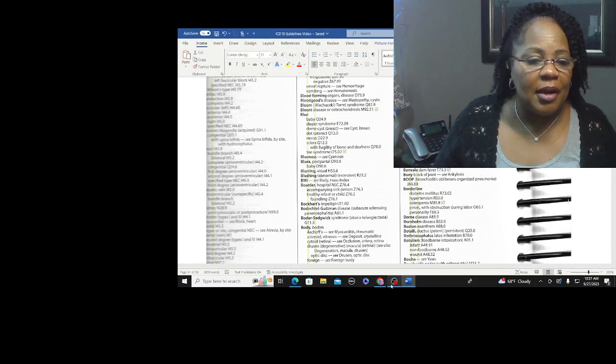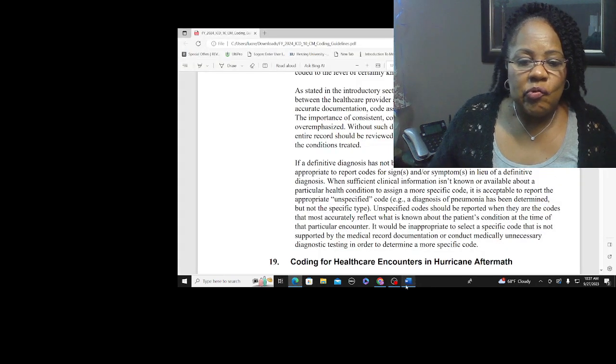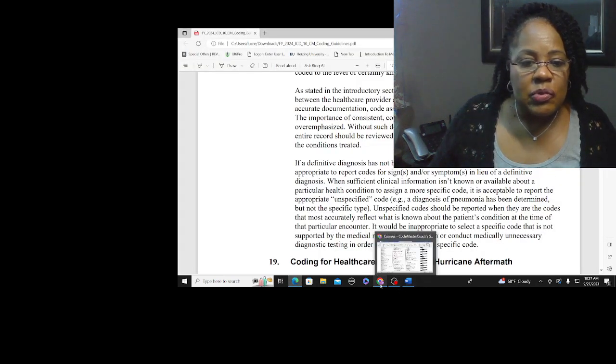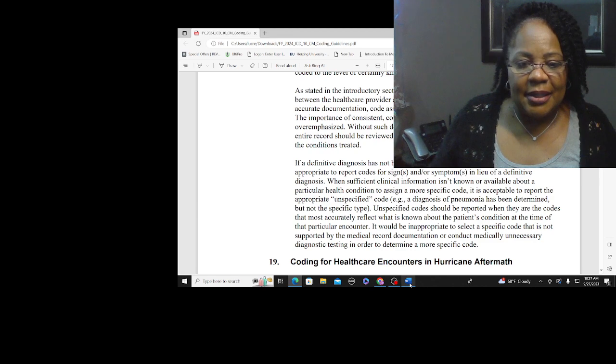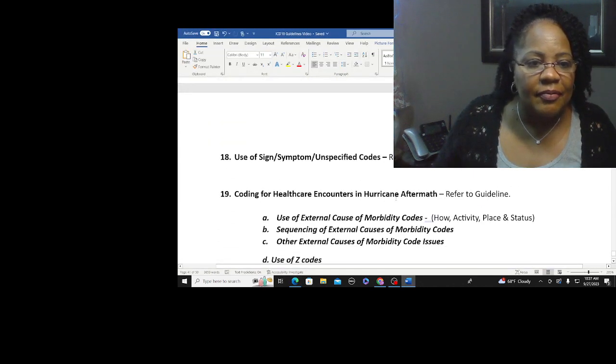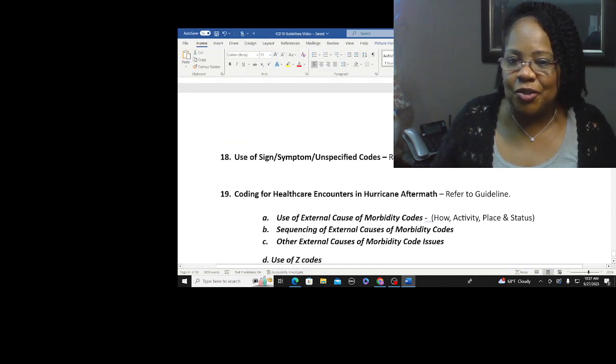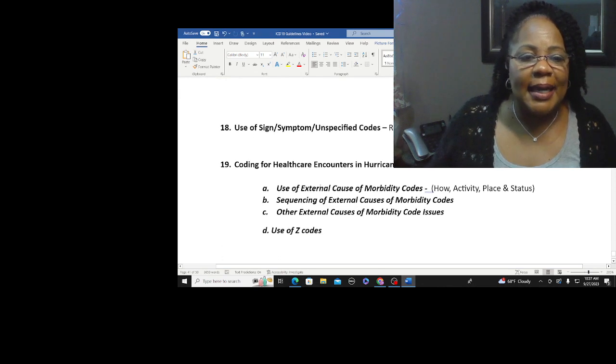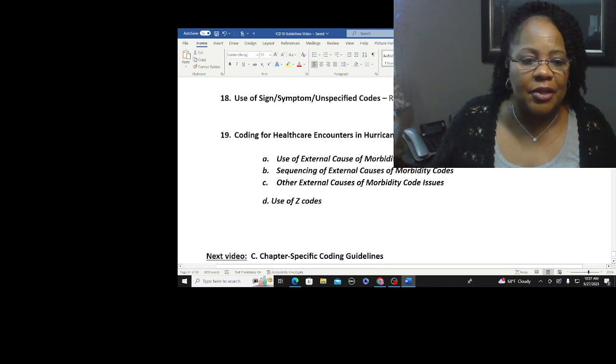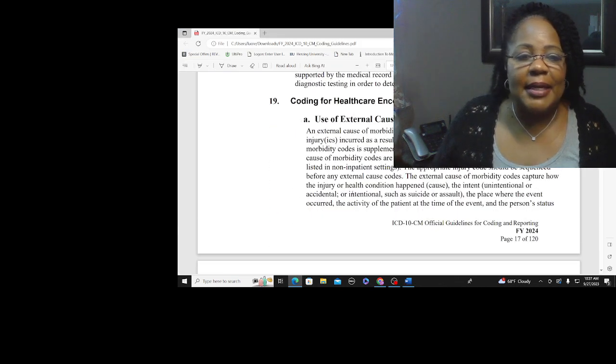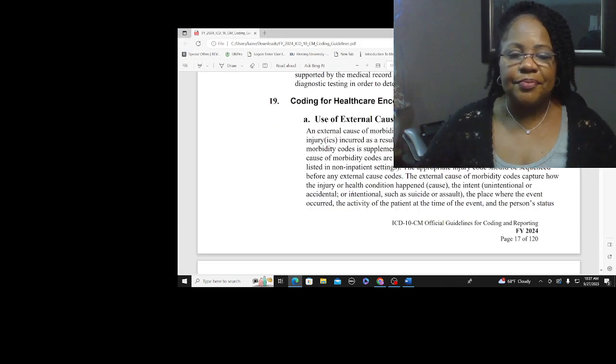Okay, let's keep going with our guidelines. We are down to 18. Yes, we did 18, so let's see what else I have. Just refer to the guidelines. They are straight to the point. I agree. All right, 19, code for healthcare encounters in hurricane aftermath. We're almost finished, guys. All right, and these come straight from the guidelines.